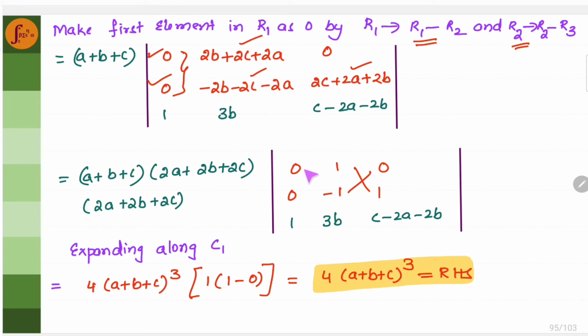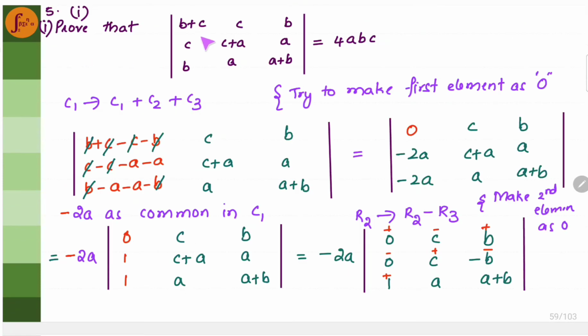Now you can expand along C1. Why C1? Because this has the maximum number of zeros. You can also take row 1, because this also has 2 zeros. So this is the fifth main where you have to prove that the determinant of this particular matrix is 4 into A into B into C. You have a lot of problems like this, right? All similar problems.